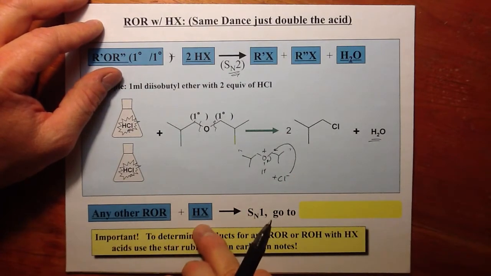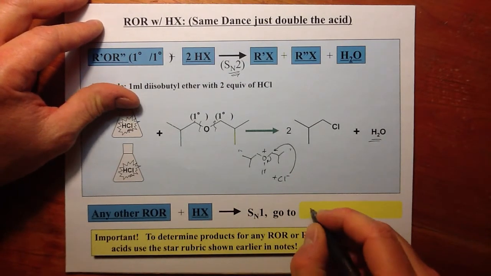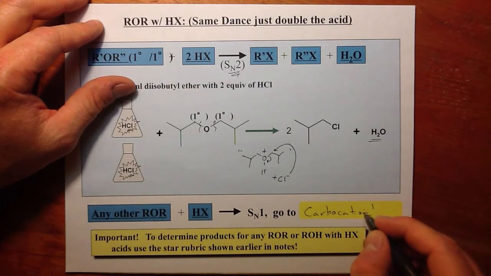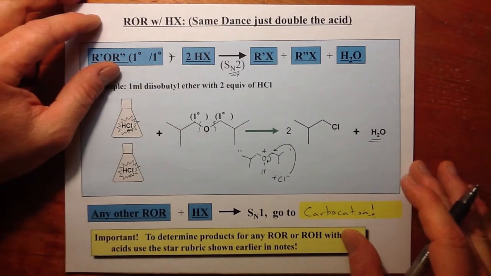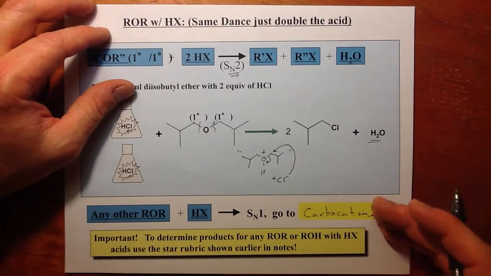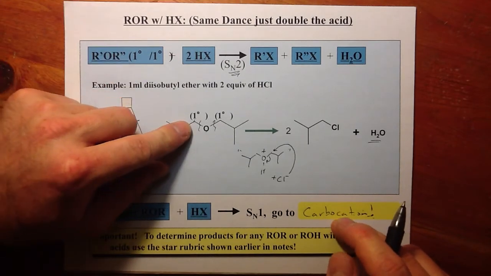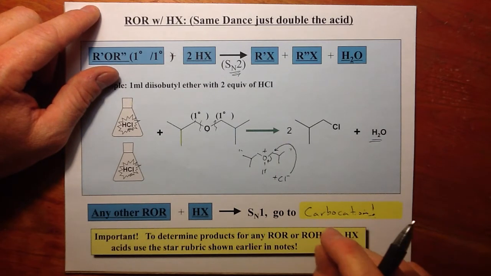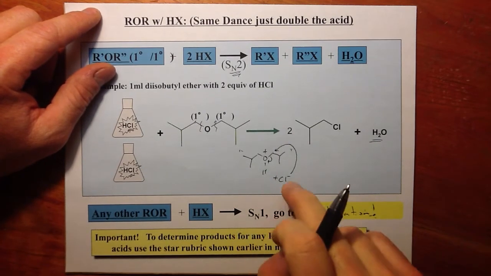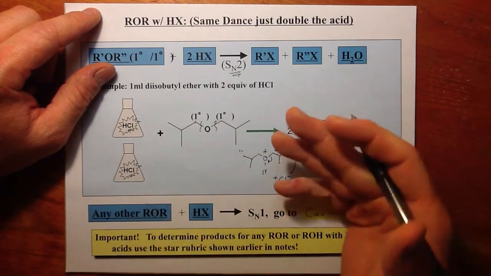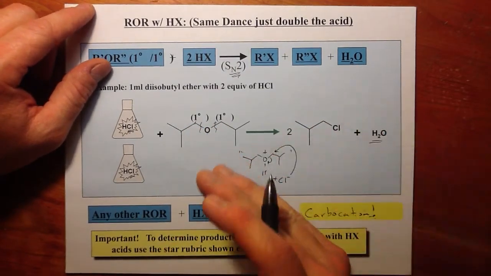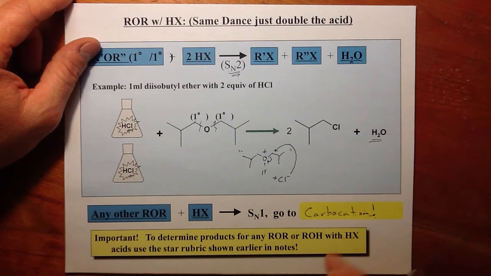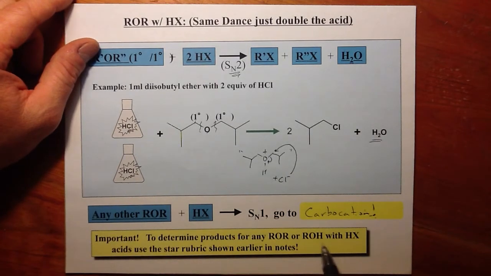Now, if we have any other ROR with HX, then we have SN1, and you have to go a little more into the mechanism because you've got to go to carbocation. And if you have to go to carbocation, you have to worry about carbocation shift. So make sure you tag these carbons. And if we do have any secondaries or tertiaries, they tend to go faster in their reaction with the weak base in the second step than the primaries. So you tend to go with the secondaries over the primaries and the tertiaries over the secondaries in terms of what forms first.